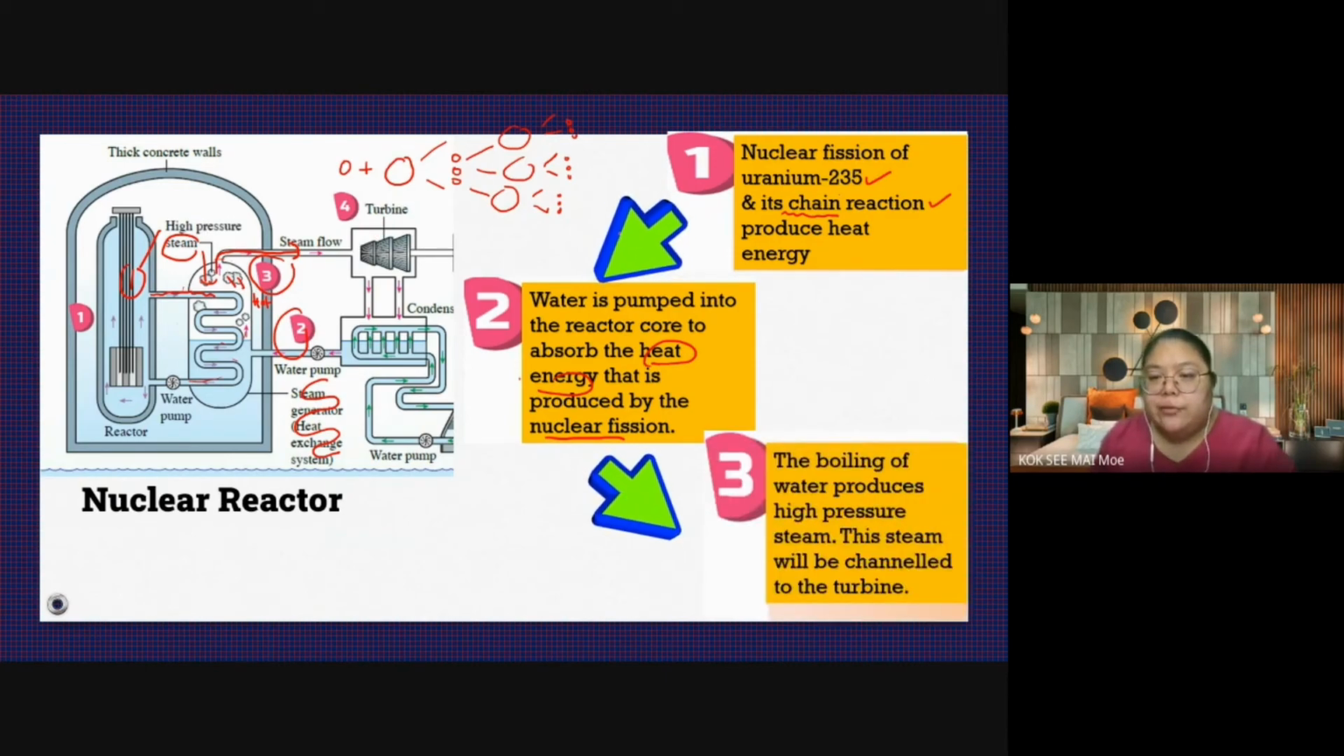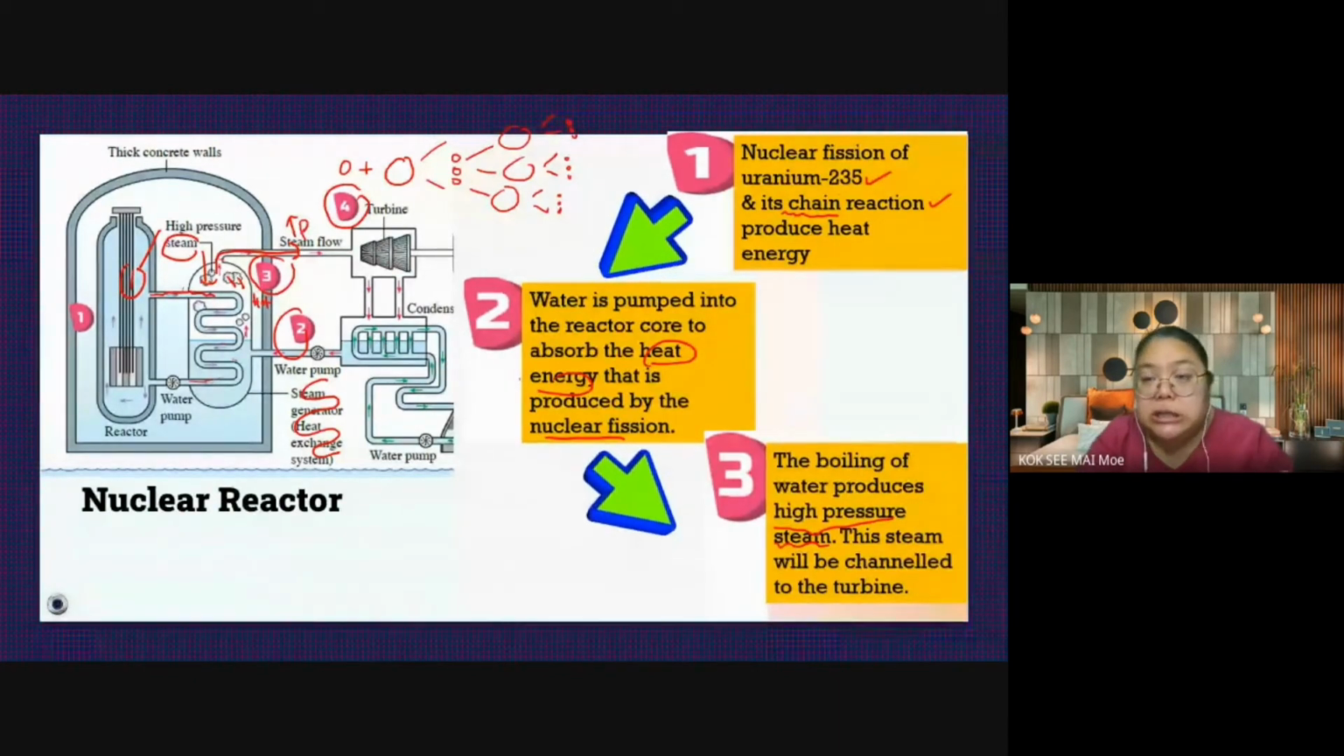So for part 3, you need to explain the boiling of the water produces high pressure steam. That means the steam is not only hot, it is also high pressure. So this steam will be channeled to the turbine. After the high pressure steam, they go to part 4. And in part 4, they want to turn the turbine.